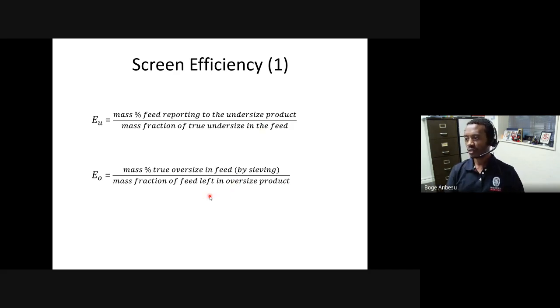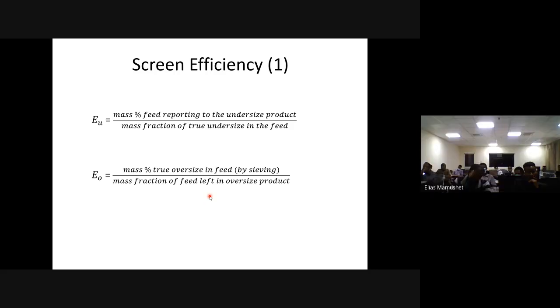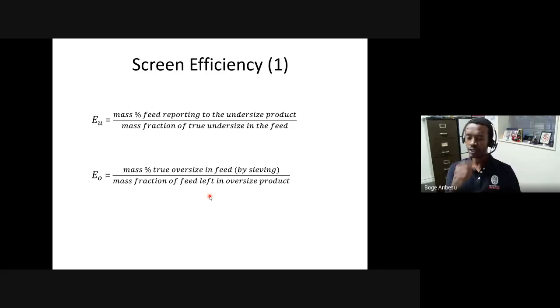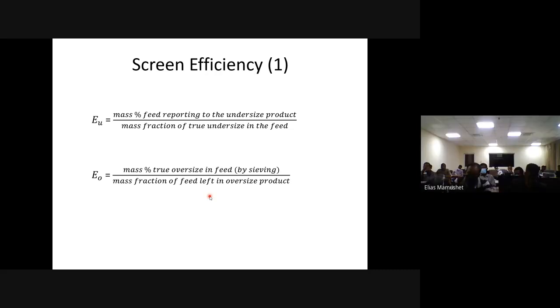And not only the undersize, you can also track the oversize. Again, I have this much oversize in the feed. Now I've performed my screening operation. I took a sample from the coarse fraction after screening, and then I can determine screening efficiency. Obviously, for the oversize, if the screen is damaged, for example, some coarse particles may fall through the screen. And again, that may reduce the efficiency of your screen.